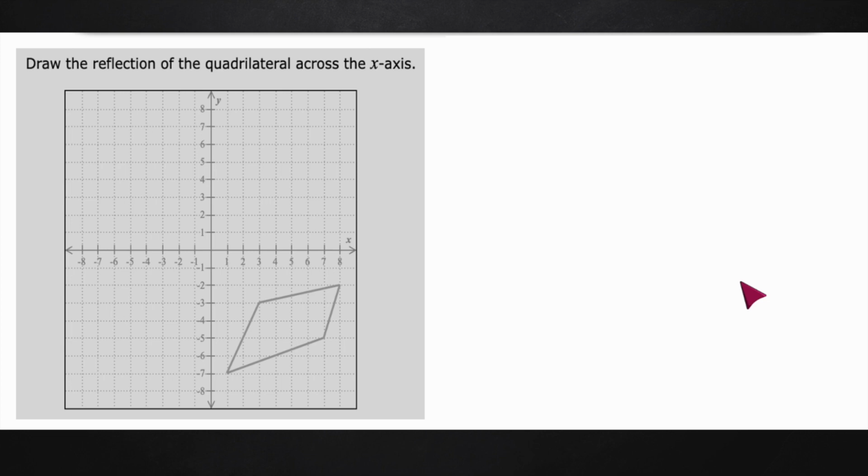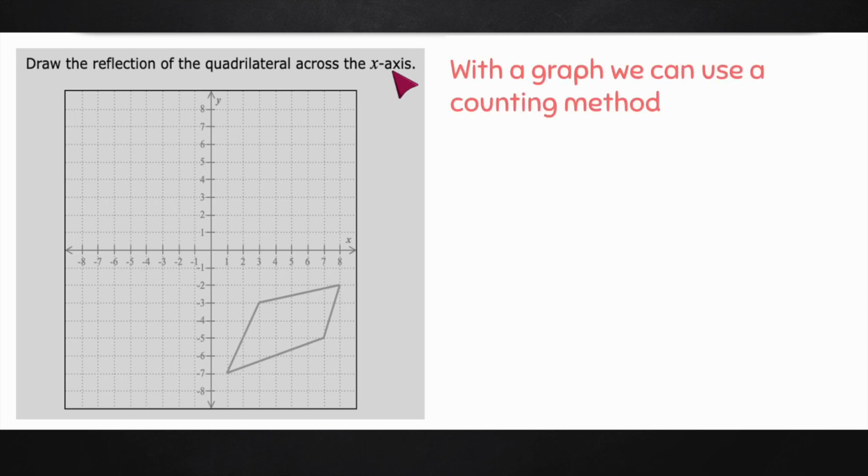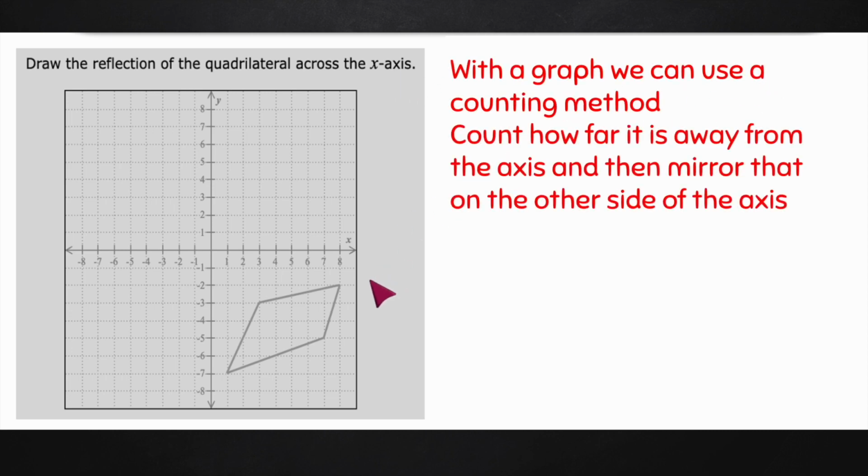All right, so let's go ahead and draw this. Draw the reflection of the quadrilateral across the x-axis. I can do this 2 different ways. With a graph, we can use the counting method. I can look at how far away a vertex is from the axis that I want to mirror it from, and then literally mirror that on the other side.